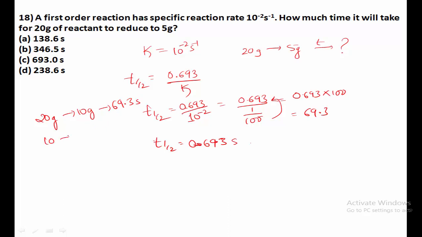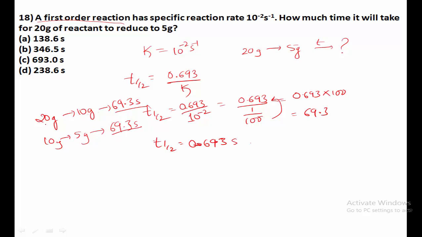Again, if I want to reduce it from 10 gram to 5 gram, that is exactly half. How much time will it take? Again, it will take the same time, 69.3 seconds, because it is a first order reaction. First order reaction is independent of initial concentration. Hence, it will take the same time, whatever the concentration of the reactant may be. So 69.3 seconds from 20 to 10, and from 10 to 5, again 69.3.